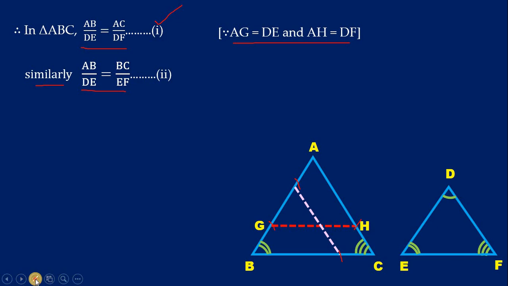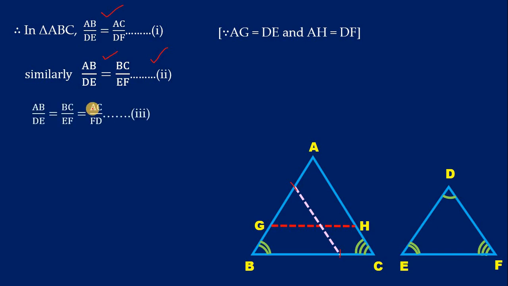Similarly, we can prove AB by DE is equal to BC by EF. Let me show like this. Look at the figure now. If we join these points of AB and BC, we can show AB by DE is equal to BC by EF. Call this equation number 2. Now compare both the equations, children. Here AB by DE equals AC by DF, and here AB by DE is equal to BC by EF. How many different pairs of corresponding sides are here? 3 different pairs. Hence all 3 different pairs will be equal. Call it equation number 3. These we have got from equations 1 and 2.